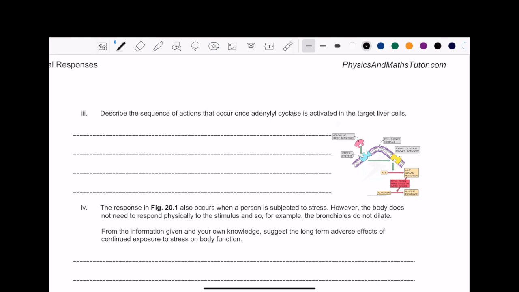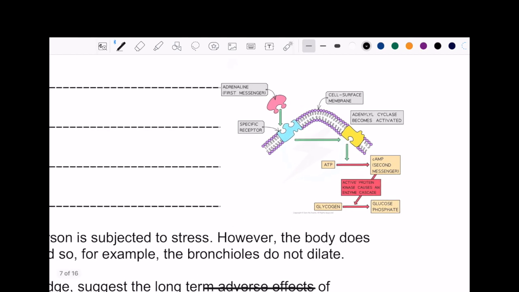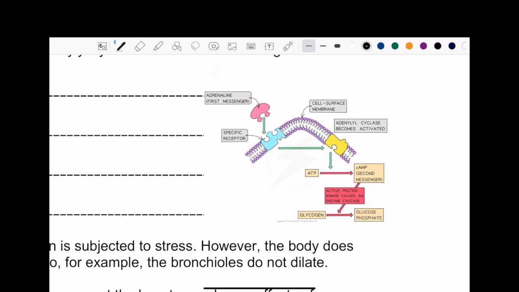Next question says, describe the sequence of actions that occur once adenylyl cyclase is activated in the target liver cells. Now, this is literally, if you know the process, you can get the marks because you just state the steps. But if you don't know it, then we can go through it together because this is my absolute favourite process in biology. It's just so neat. So basically, this is the diagram I used to memorise the steps. If I were to go through this, essentially, we start with number 1. Adrenaline binds to the specific and complementary receptor on the cell surface membrane of the liver cells.